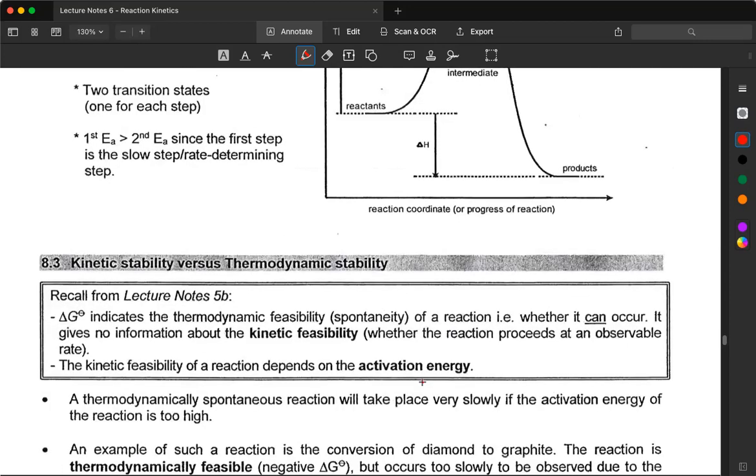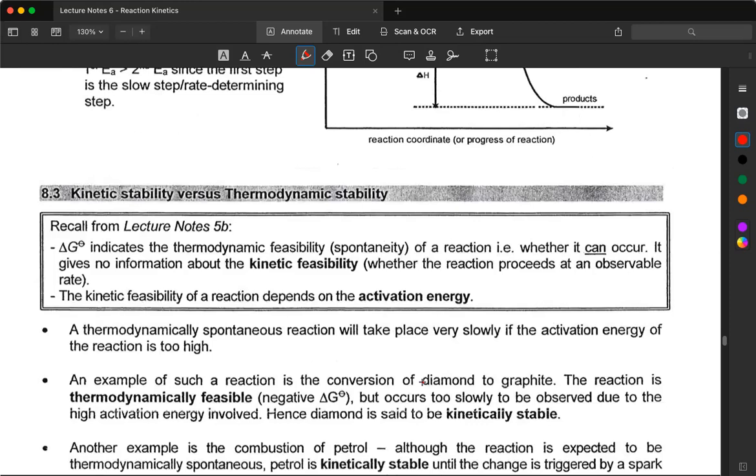Now, we learned in the previous topic on energetics that delta G indicates the thermodynamic feasibility. So if delta G is less than 0, the reaction is more likely to occur, but it's not related to kinetic feasibility. Kinetic feasibility is related to activation energy.